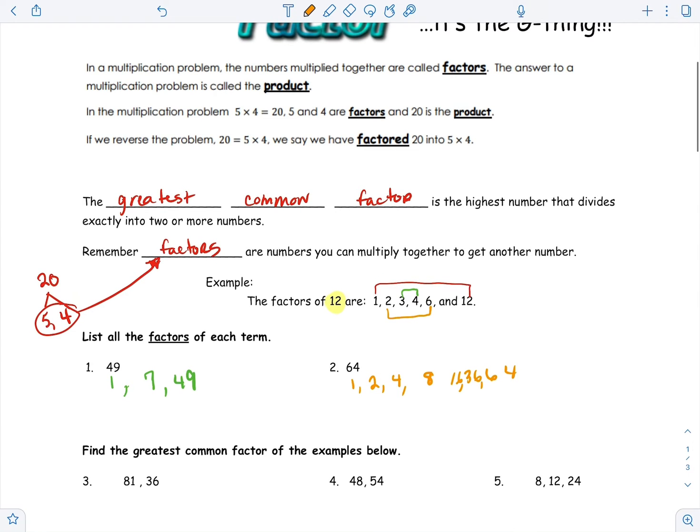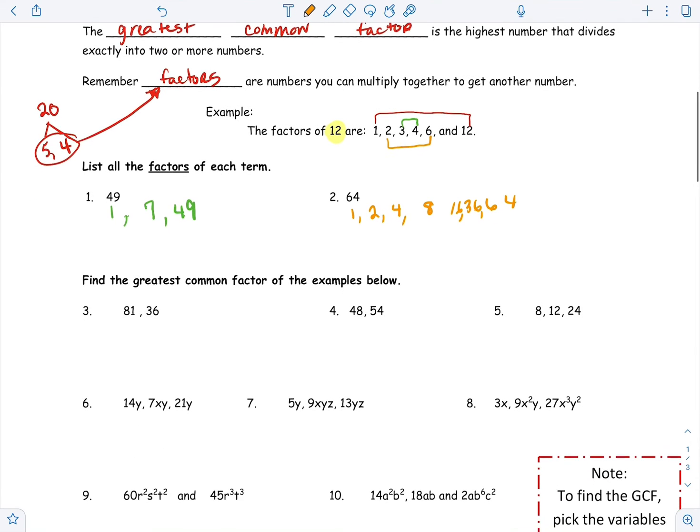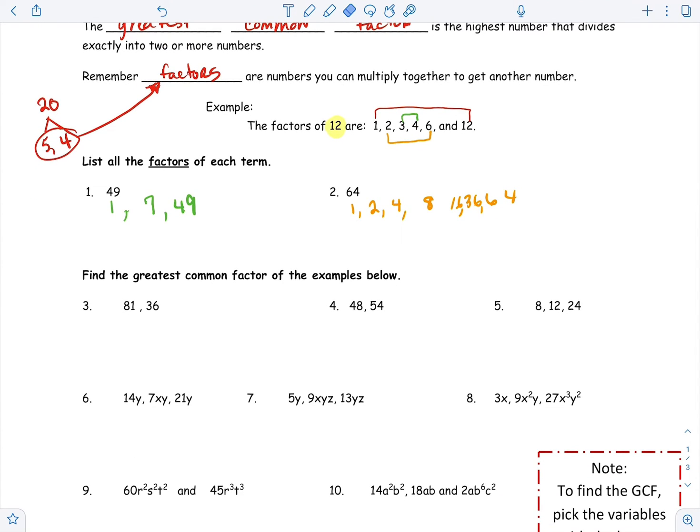So the topic today, though, is greatest common factor. So where does that come in? Well, if we go down to the next set of problems, it says, find the greatest common factor of the examples below. So let's say we have 81 and 36. Well, we take the factors of 81 and then the factors of 36, and we see what the greatest common factor between the two is.